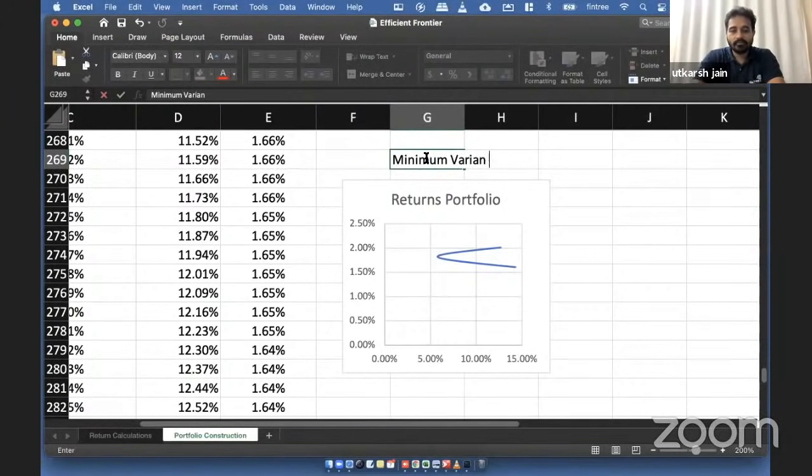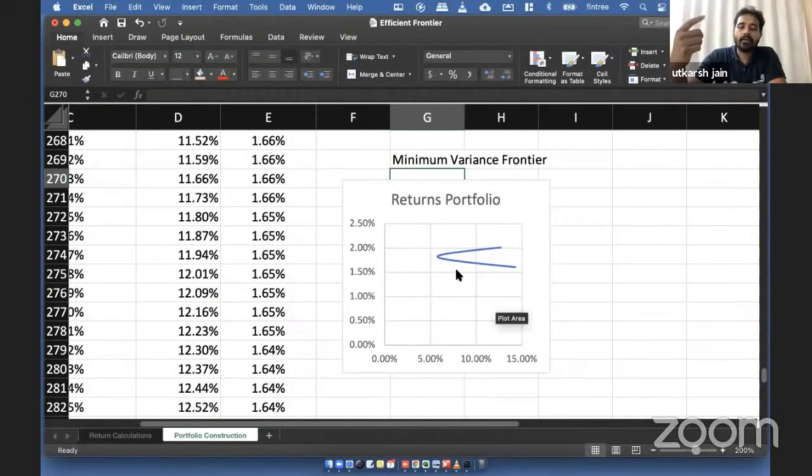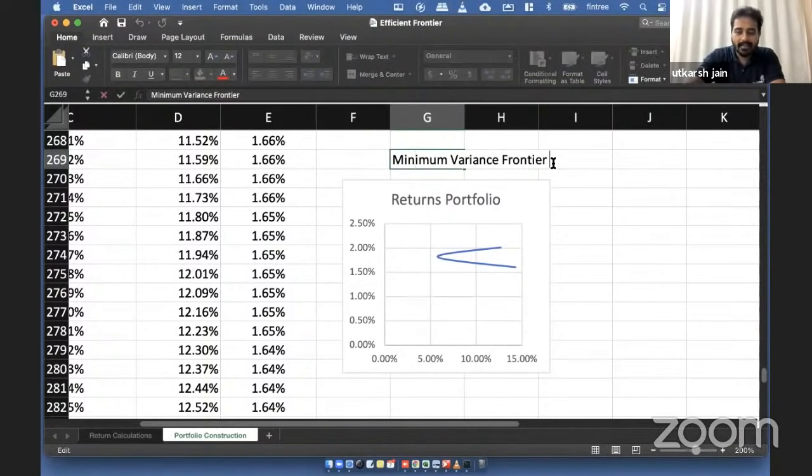Now, when Harry Markowitz built it, when you use a proper optimization software, it uses a slightly different algorithm, but it will produce more or less the same result. Okay, and I'll explain to you why it's called minimum variance frontier a little bit later. So what I have tried to do is replicate and simplify the process of building an MVF, a minimum variance frontier. I'll be calling it MVF, by simply creating hypothetical portfolios.